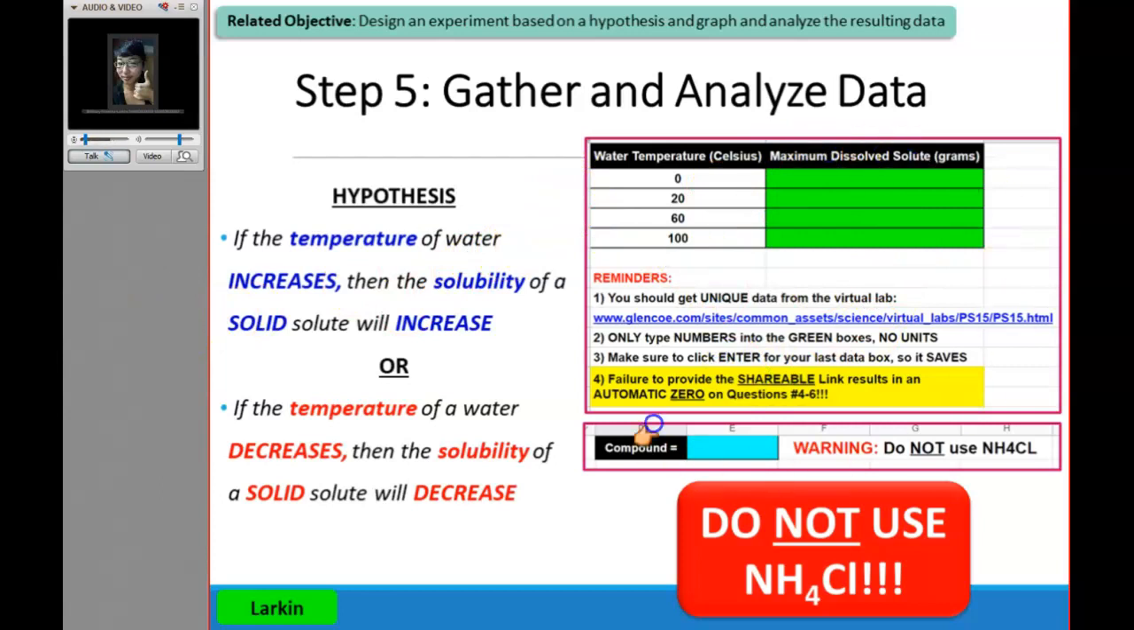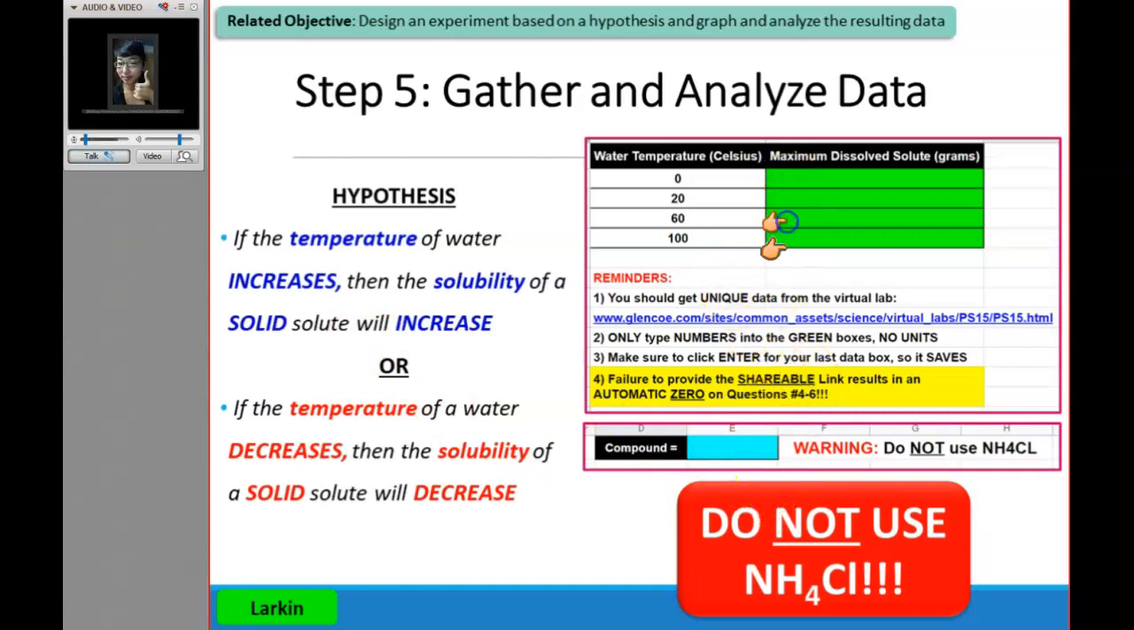And when you open it up, you will be able to click make a copy and you will see this data pop up. So it's already formatted for you. It's super easy to do. So all you're going to do is you're going to choose your compound. Do not use NH4Cl. You can use any of the other 4. Make sure that you write your compound. You will lose points if I have to try to figure out which compound you used. Okay, so make sure you write your compound in the blue box.